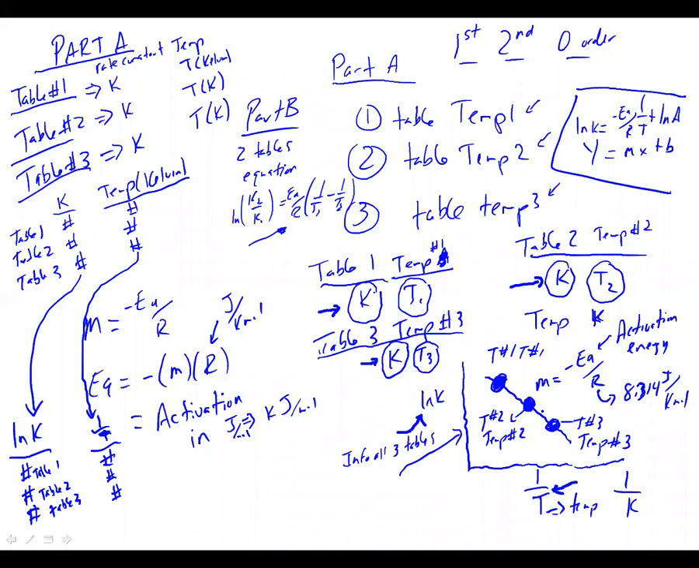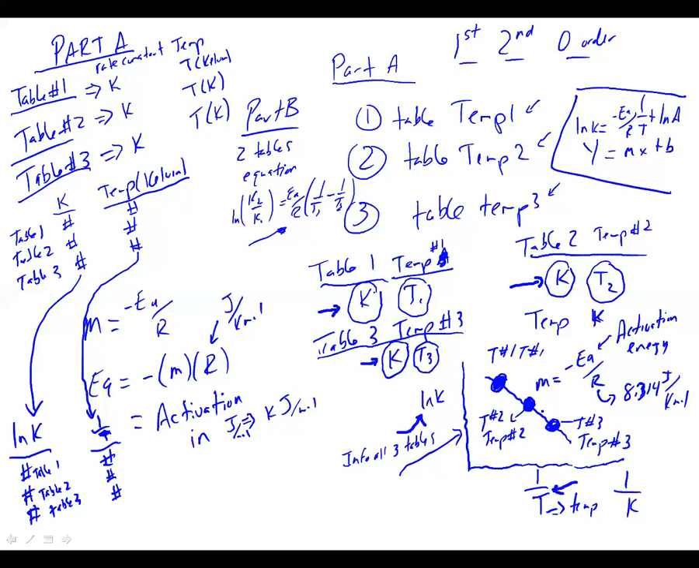And again, the data analysis should walk you through everything that you need to do, but ultimately what you're going to get is a K value for each of those tables that corresponds to a temperature value. And then to make the Arrhenius plot, you need to turn those K values into natural log of Ks. And then you need to turn those temperatures into 1 over the temperature in Kelvin. And those are the 3 points that you need to plot.